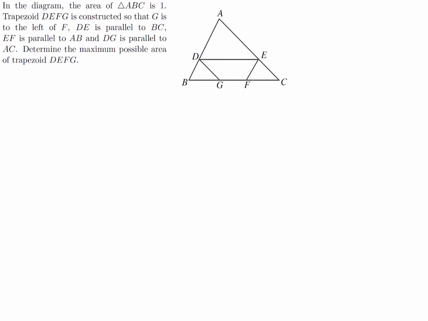In the diagram, the area of triangle ABC is 1. Trapezoid DEFG is constructed so that G is to the left of F. DE is parallel to BC, EF is parallel to AB, and DG is parallel to AC. Determine the maximum possible area of trapezoid DEFG.